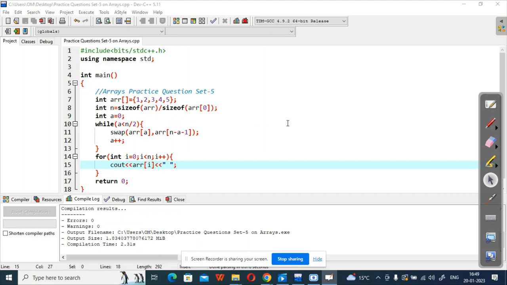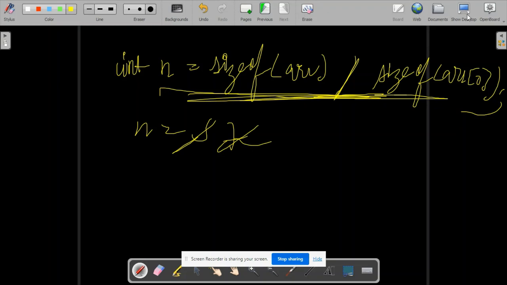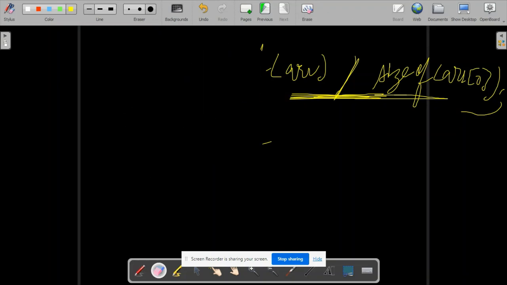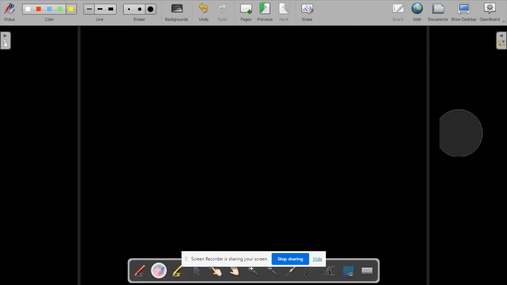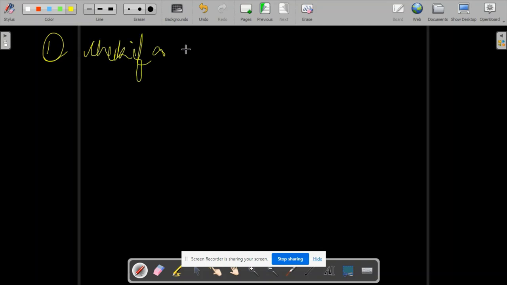The second question is this. Check if a string is palindrome or not.